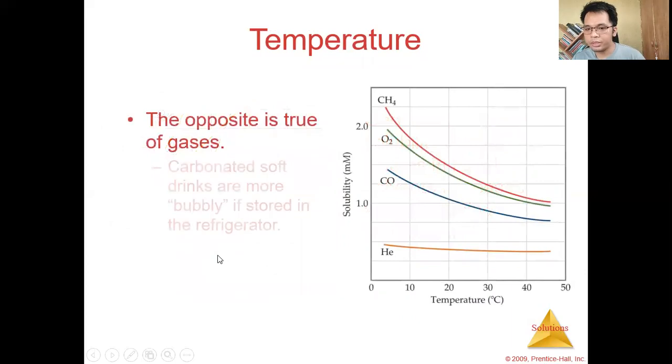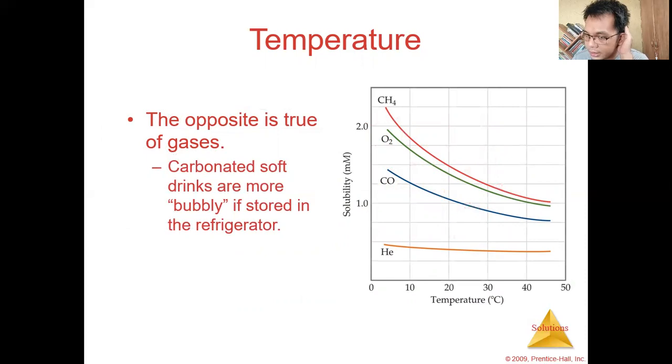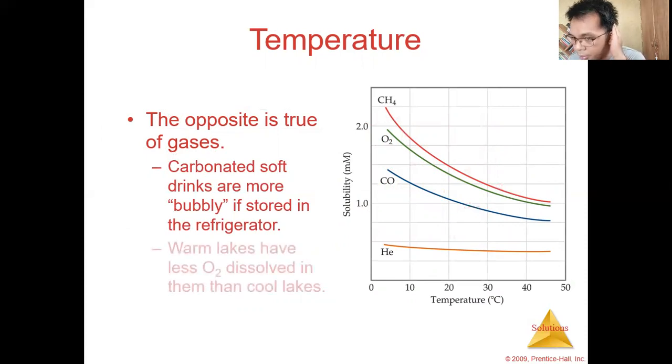And then another one we have to consider is the opposite. The solubility or the concentration of gases with respect to the temperature when dissolved in liquid, it has an inversely proportional relationship. Kaya nga mapapansin ninyo yung ating soft drinks ay nakalagay dun sa refrigerator para yung carbon dioxide is hindi mag-escape. Para mas na-dissolve lang siya doon sa ating tubig. So ayan, no? Warm lakes have less oxygen dissolved in them than cool lakes.